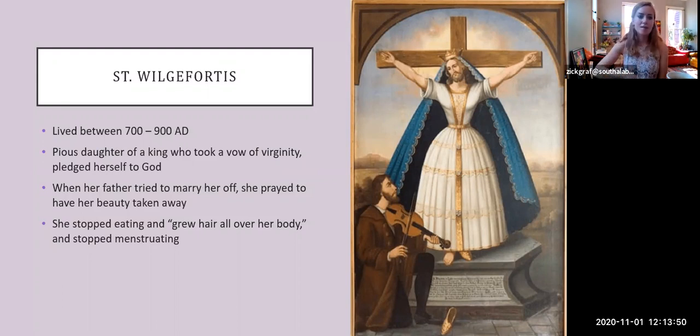So an example of this was Saint Wilgefortis. She lived in like the 700s AD. She took a vow of virginity, but her father, who was a king, wanted to marry her off. So Saint Wilgefortis, the legend goes, prayed to God to take her beauty away, but she actually took the initiative herself to take her beauty away by starving herself. She stopped eating, she stopped menstruating, and according to the legend, she grew hair all over her body. So she's often depicted with a full beard, as you see here.